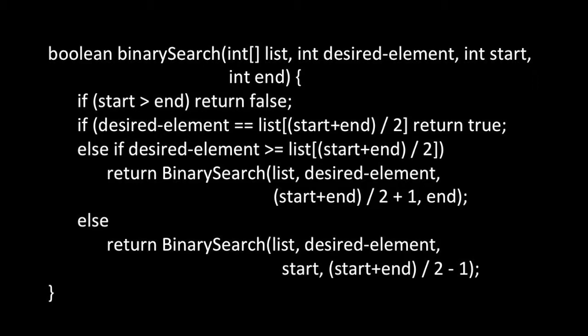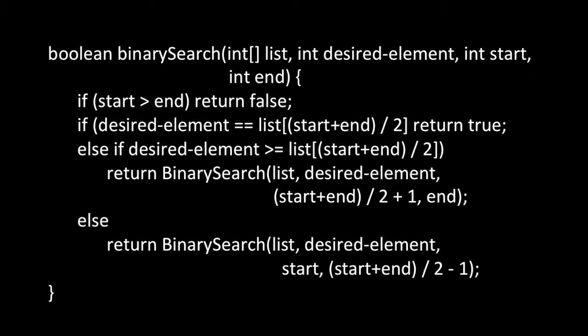If start is greater than end, that means we've looked at every element in the part of the array that we're examining, in which case the desired element isn't there, so we'll return false. If the desired element is equal to list of (start plus end) over 2, that's the middle element, then we return true because we found it.